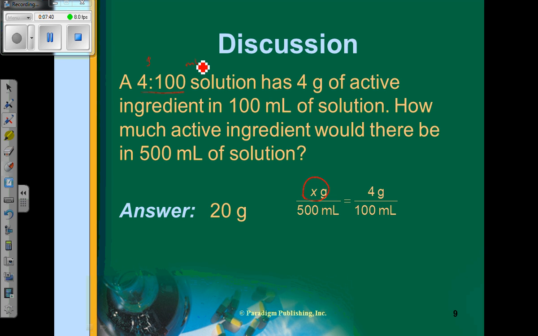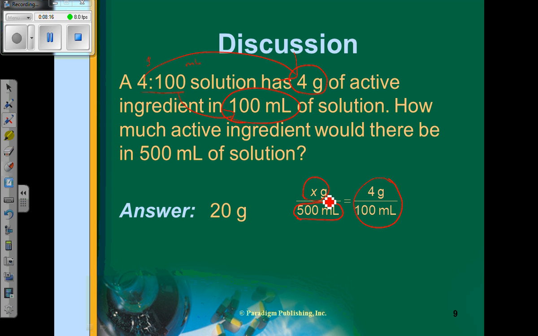So we know we have 4:100, and they told us that 4 is 4 grams, and that 100 is 100 milliliters. But we have to take this ratio and put it into a fraction. So that's what we have done here: 4 grams over 100 milliliters. So how much active ingredient would there be in 500 milliliters of solution? We put the 500 milliliters down here on the bottom, and then we put the X grams on top. Why do we do that?